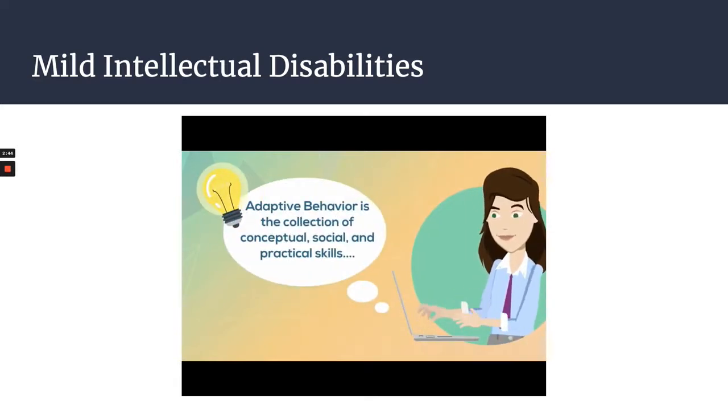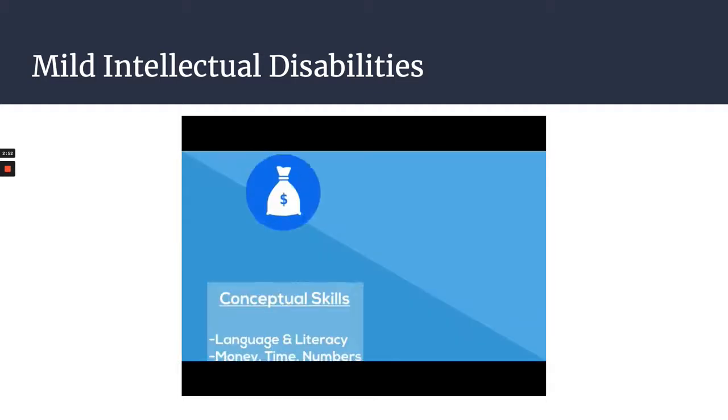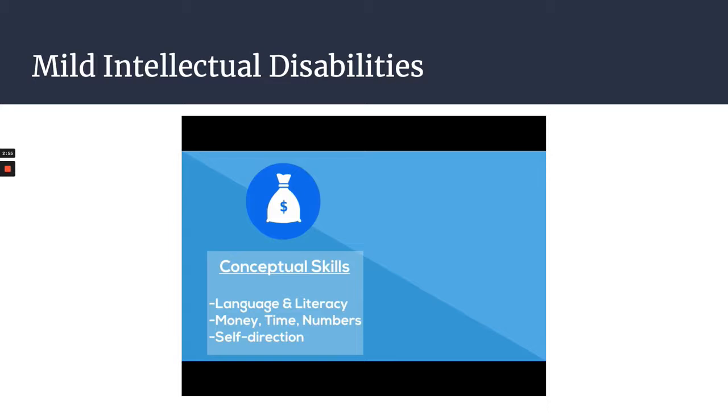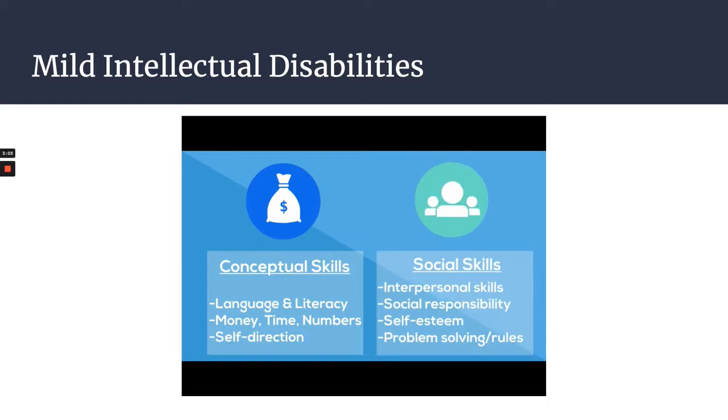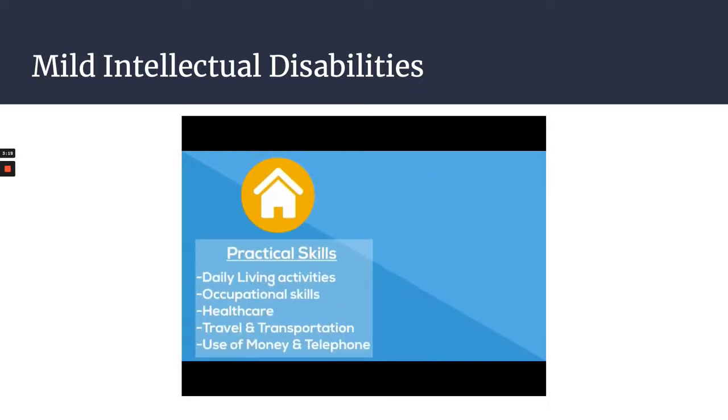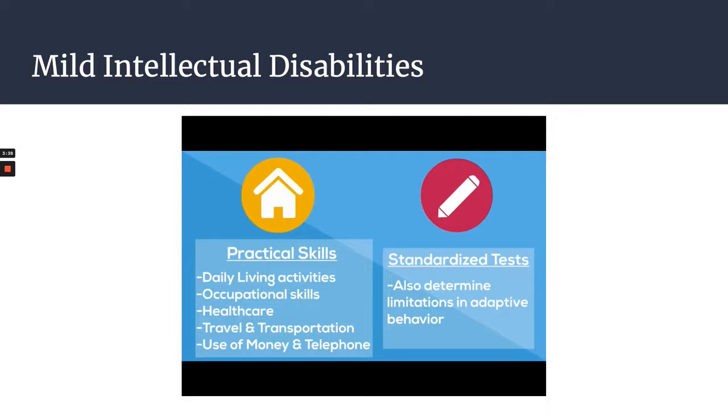Adaptive behavior is the collection of conceptual, social, and practical skills that are learned and performed by people in their everyday lives. Conceptual skills include language and literacy, money, time, and number concepts, and self-direction. Social skills include interpersonal skills, social responsibility, self-esteem, gullibility, naivete, social problem-solving, and the ability to follow rules and obey laws, and to avoid being victimized. Practical skills include activities of daily living or personal care, occupational skills, health care, travel and transportation, schedules and routines, safety, use of money, use of the telephone. Standardized tests can also determine limitations in adaptive behavior.